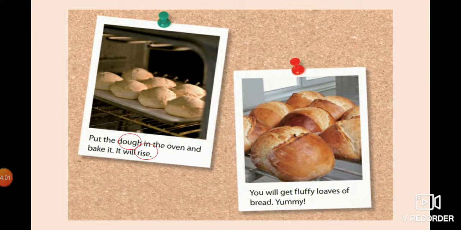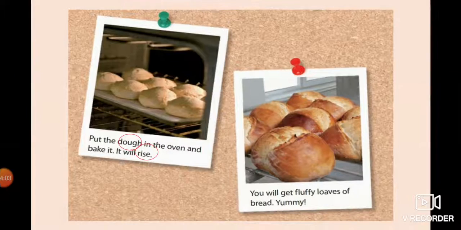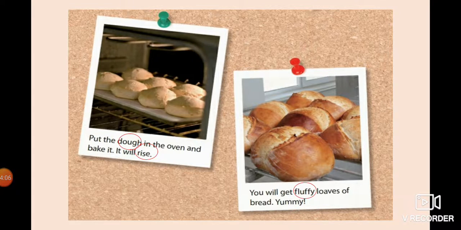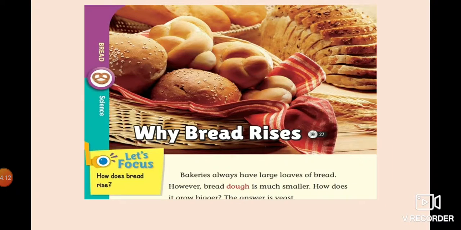Then step number four, you will get fluffy loaves and bread. Yummy. When you say yummy, that means this is delicious. We circle fluffy because this is another vocabulary word. Okay, excellent.